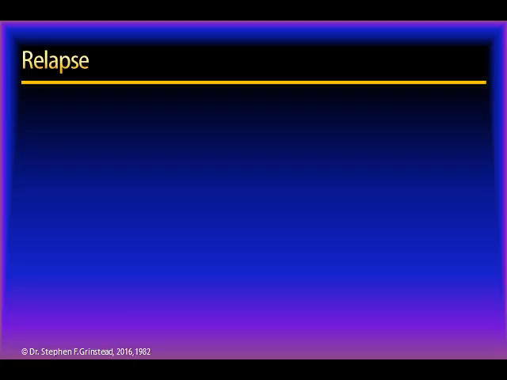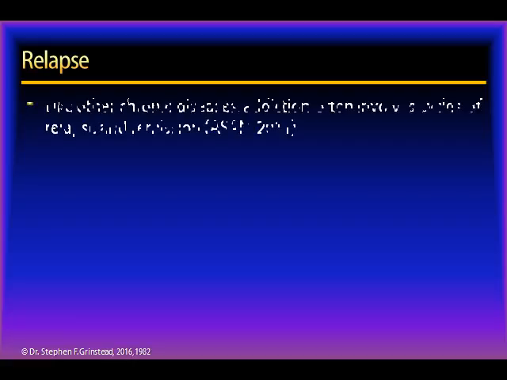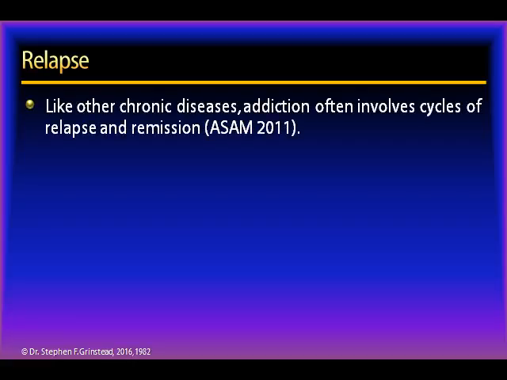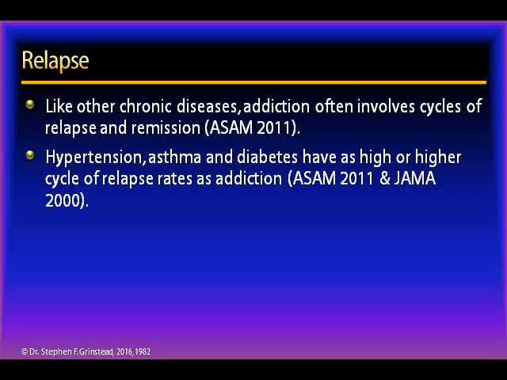At this point, they can relapse because, like many diseases, there's a tendency towards remission and relapse. According to the American Society of Addiction Medicine, there are cycles of relapse and remission. But what they also stated, and it was published as long ago as 2000, is that hypertension, asthma, and diabetes have as high or higher cycle of relapse rates as addiction does. And yet they don't get treated the same. A lot of people who relapse get punished for it instead of treated.